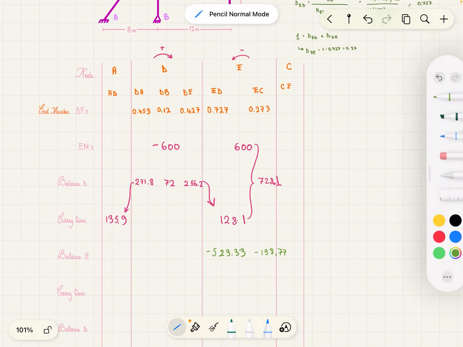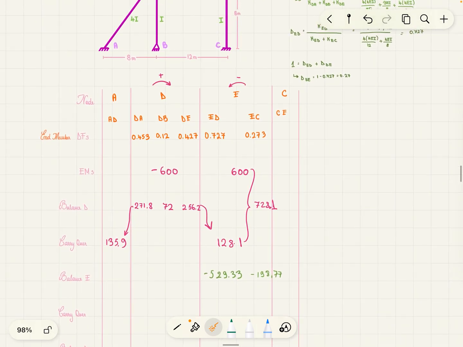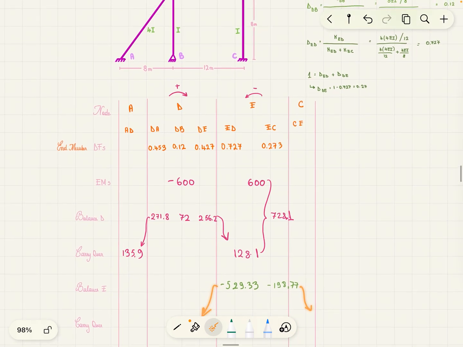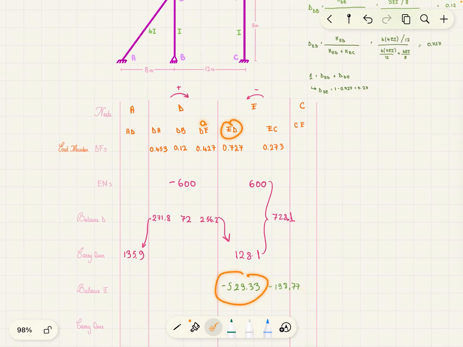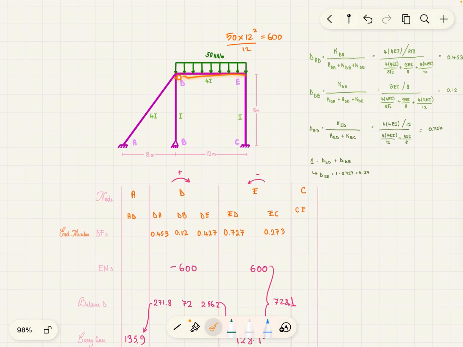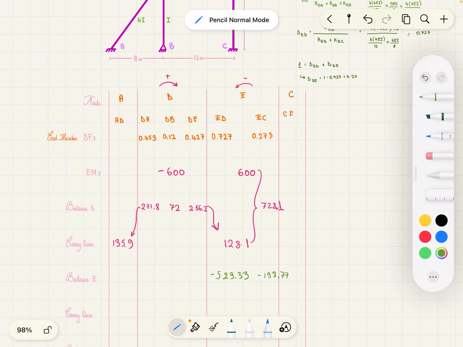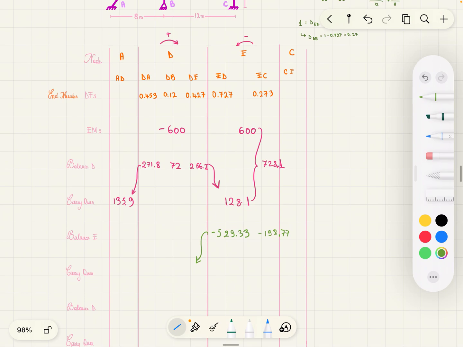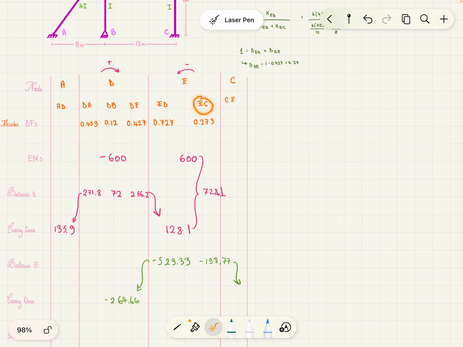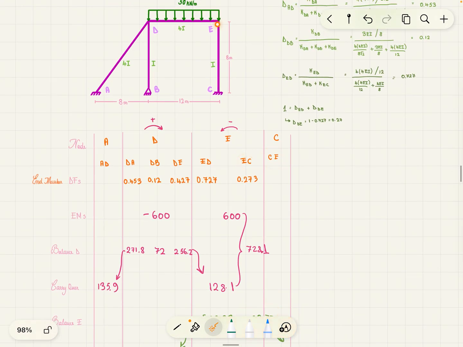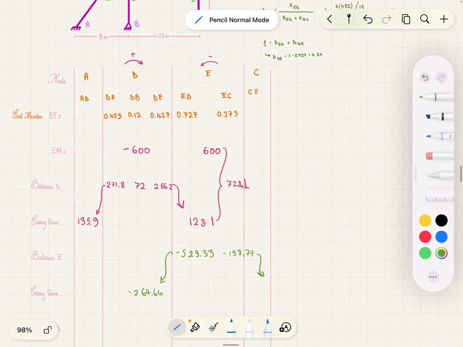Okay. So once again, we have to carry over the moment from this side and this side. Half of the moment from ED gets carried over to DE. So that's going to be minus 264.66, and half of this one gets carried over to EC. So EC half carried over to CE, and that's going to be 198.77 over 2, 99.39. Okay.